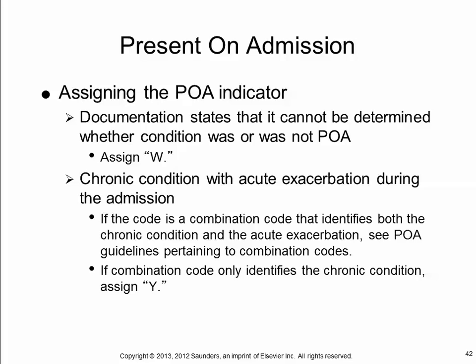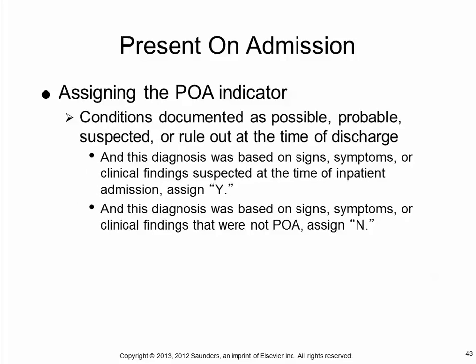If a combination code only identifies the chronic condition, you assign a Y, because chronic means they had it before they came in, right? They had to have had it before they came in. Conditions that are possible, probable, suspected, rule out, those are assigned a Y. Okay? Let's say a diagnosis was based on signs or symptoms or clinical findings that weren't POA, then you assign an N.